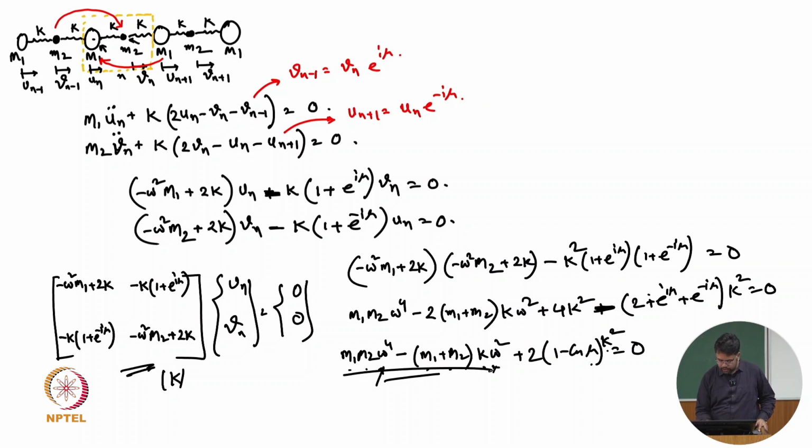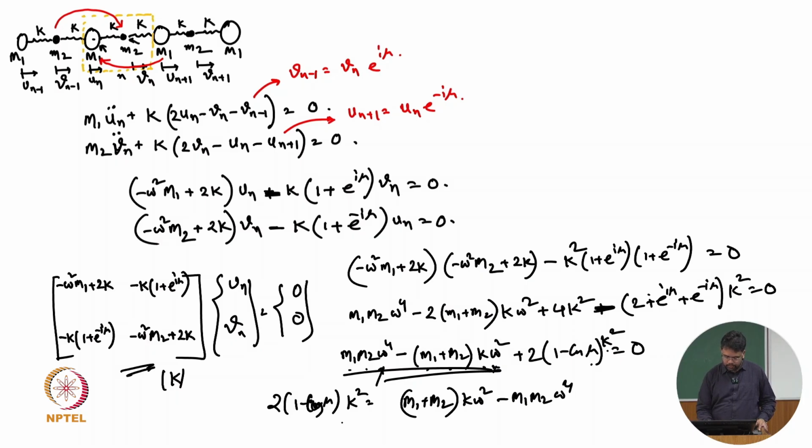So if we try to do it, 1 minus cos mu k square should be equal to m1 m2 k omega square minus m1 m2 times omega to the power 4. Okay, so this way we can write out what the cos mu is, and we are able to find it. So that can give us the dispersion relation.